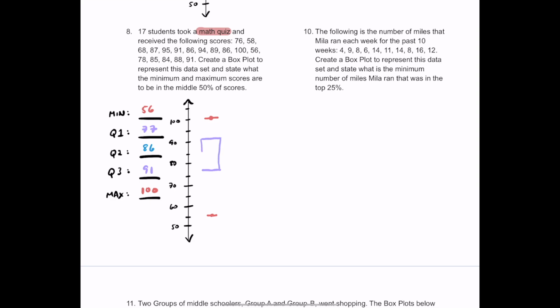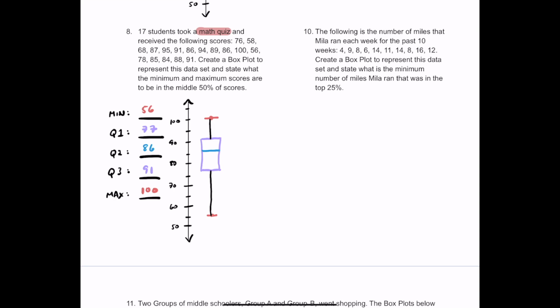So this is where the middle 50% of the class scored, between 91 and 77. That represents the IQR, the range of that. And 86 will be right about here. Okay. Here's the best 25% of the scorers. Here's the bottom 25% or the lowest scores.